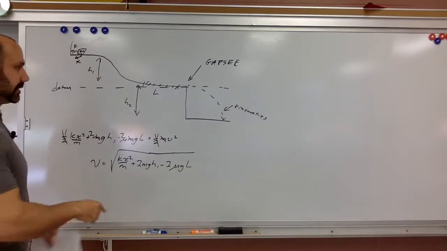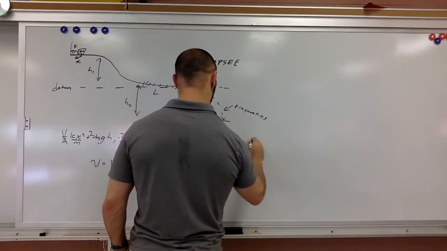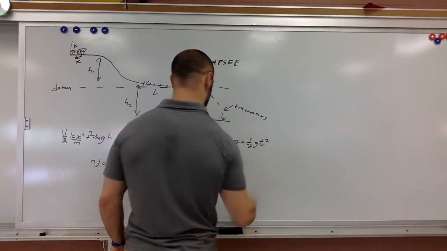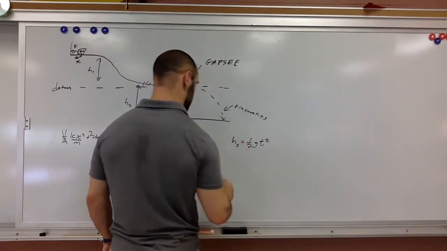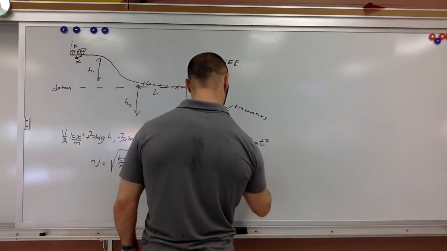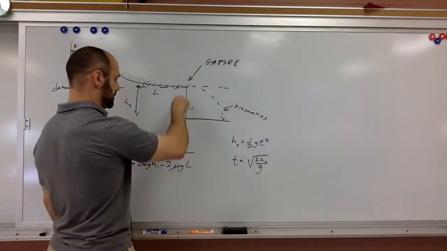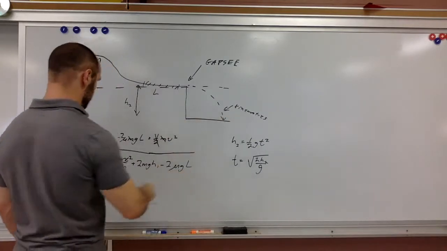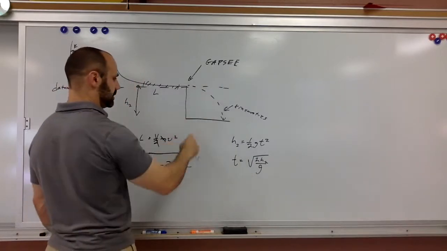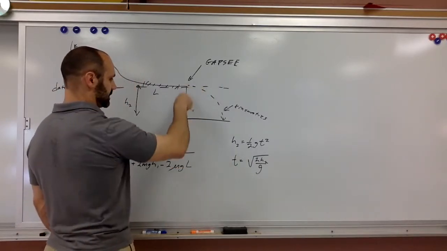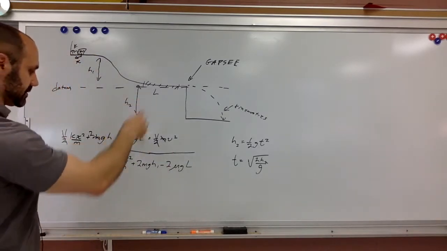Now I want to find out how long it is going to take to reach the bottom here. So y equals 1/2 gt squared, but y here is actually h2. So t is the square root of 2h2 over g. That's the time it's going to take to fall. The distance it goes then is going to be this speed times this time, because this is the horizontal speed. That horizontal speed times the time it takes to get down is going to give me the distance that it goes.